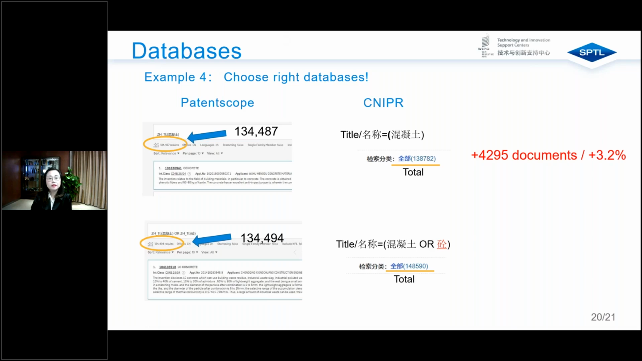Then let's try the 3 Chinese characters plus the technical term for concrete in Chinese in PatentScope and Zen IPR. The result is 40,096 more documents are hit, and the hit number increased by 10.5%. In this example, it shows that using the identical search strategy in different databases, especially with more search terms included, the difference could be huge.